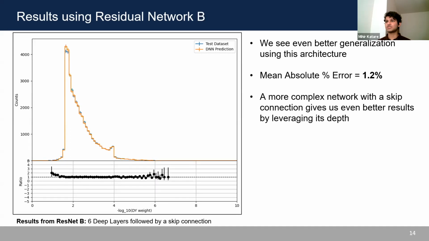And of course, with ResNet B, we see even better generalization, lower error bars and better ratios, and lower mean absolute percentage error. However, this was kind of expected because we expected that a more complex network with a skip connection would give us even better results because we're leveraging the depth as well as this new novel architecture of skip connections.